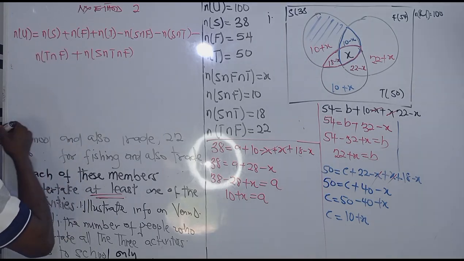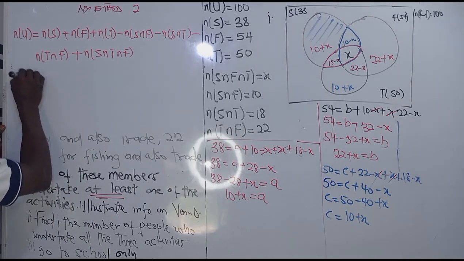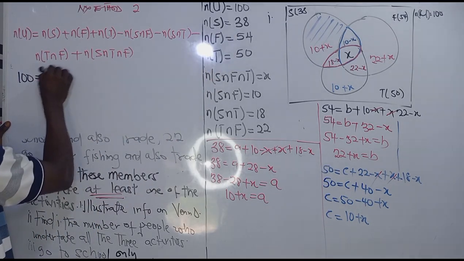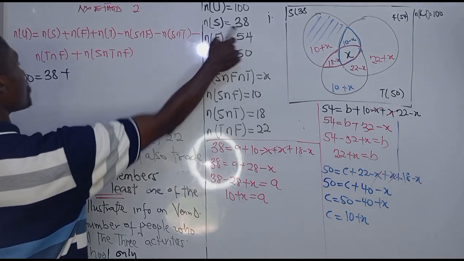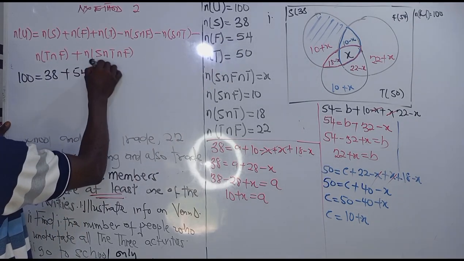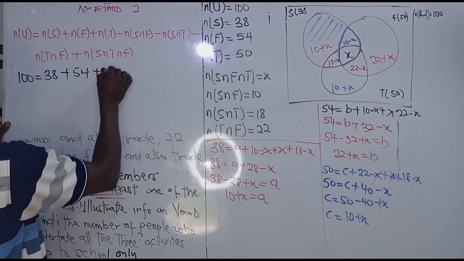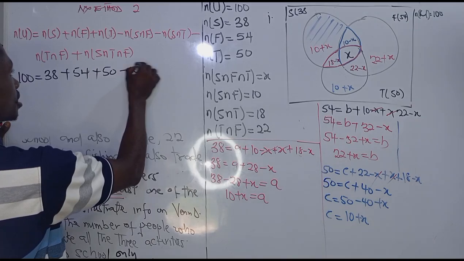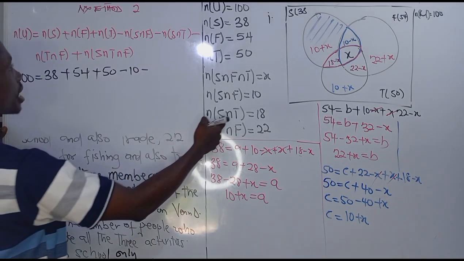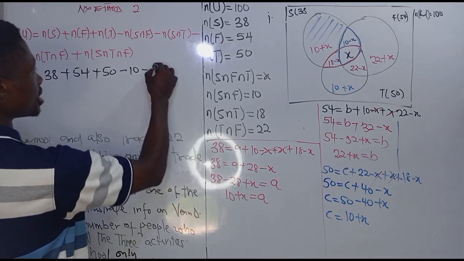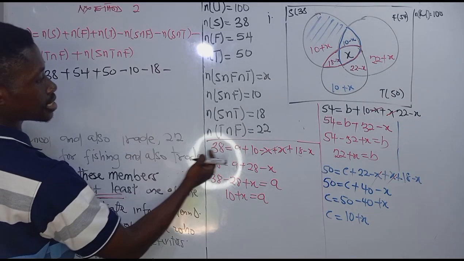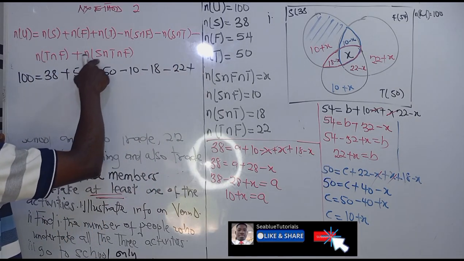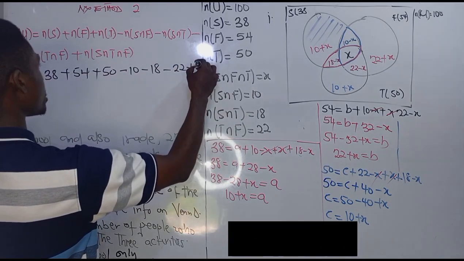So we have the universal set, which is what? 100. We have ns is what? 38, plus nf, we have 54. We have nt, we have 50. And then minus s intersection f, we have what? 10. Minus s intersection t, we have 18. And then minus t intersection f, we have 22. And then plus what? Their intersection, all of them, we have what? X.